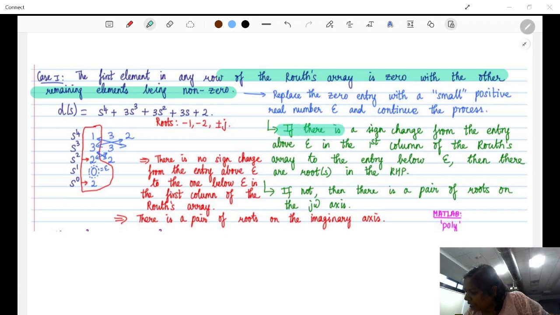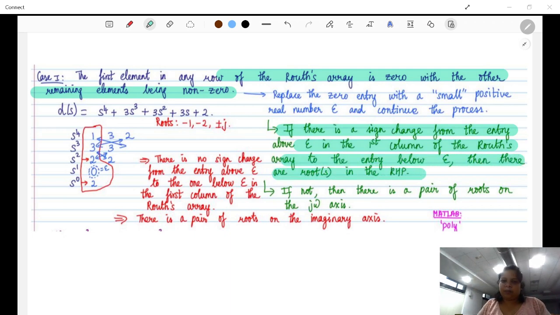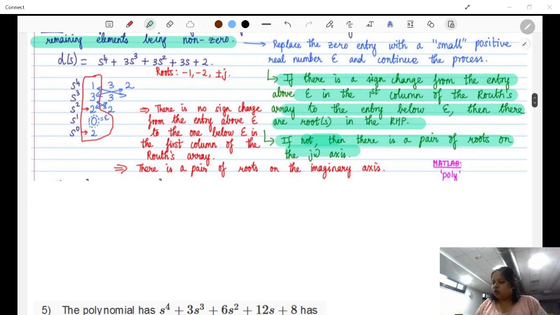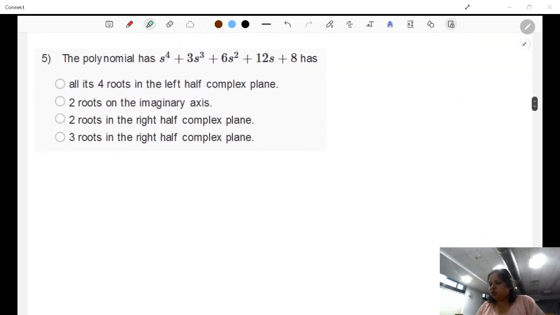So if there is a sign change from the entry above epsilon in the first column to the entry below epsilon, then there are roots in the right half of the S-plane. If there is a sign change, then only. If there is no sign change from above epsilon to below epsilon, then there is a pair of roots on the j omega axis. Okay. So let's proceed with the following question.